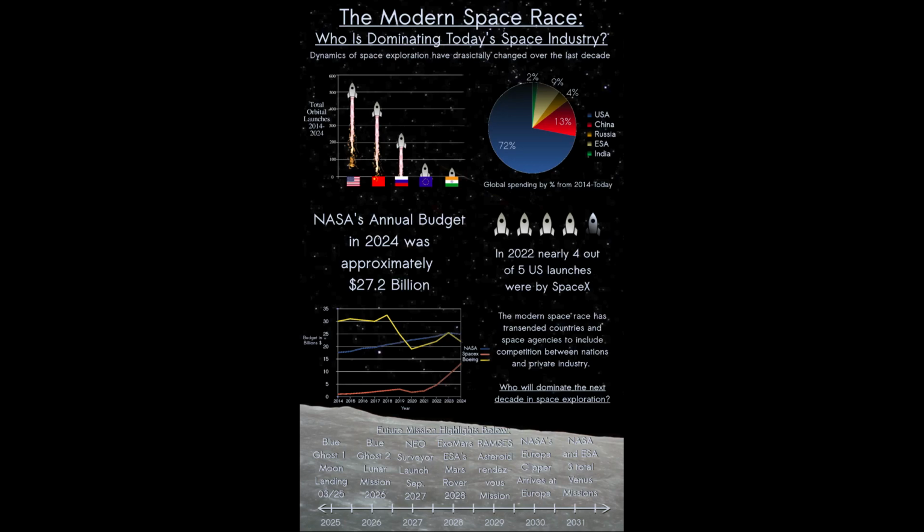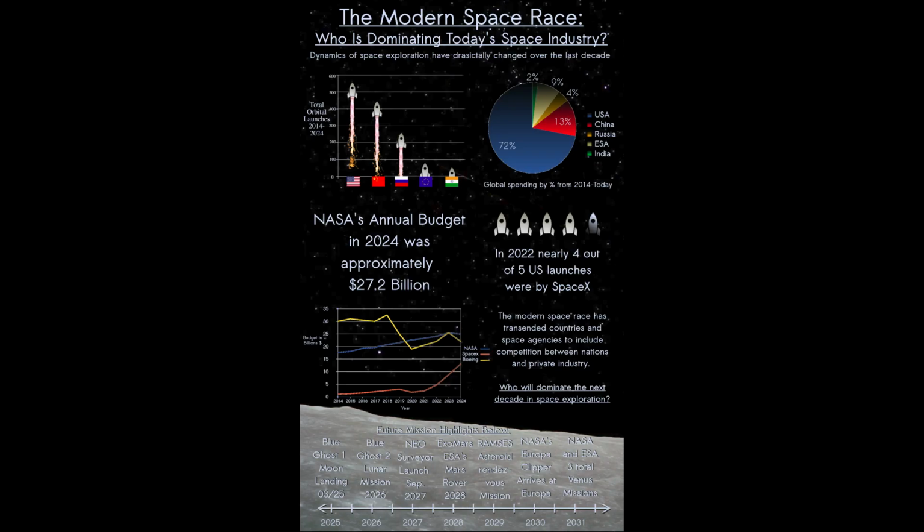Hi, my name is Dustin Goodpaster, and today I'm going to share with you some of my design choices in creating my infographic, The Modern Space Race: Who's Dominating Today's Space Industry? This infographic aims to highlight changes in the modern space race over the last decade, from competition between countries and various space agencies, to the private sector becoming a major player on the global stage.